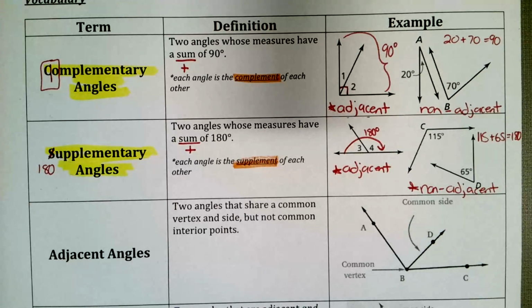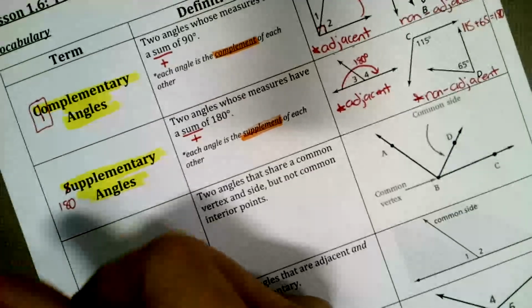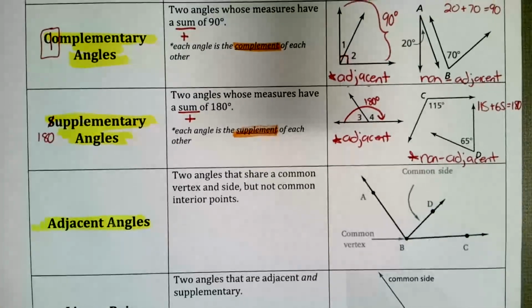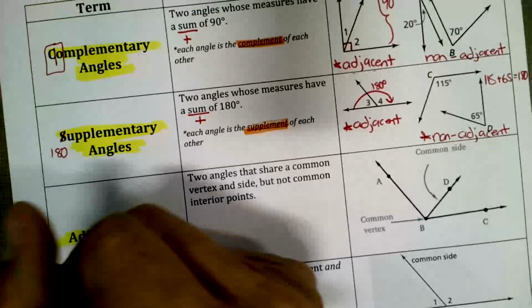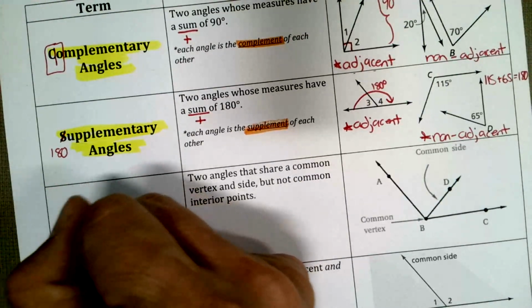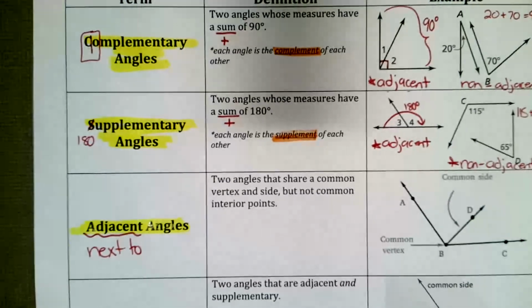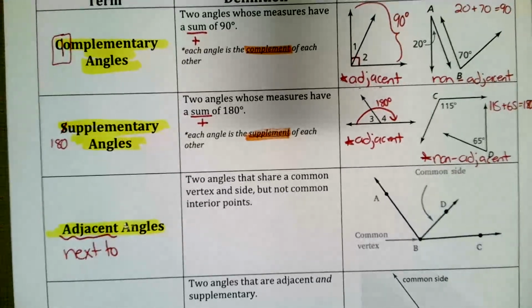So adjacent angles, probably should have started with that, but that's okay. Two angles that share a common vertex and side, but not common interior points. So the word adjacent means next to. So these angles are next to each other.